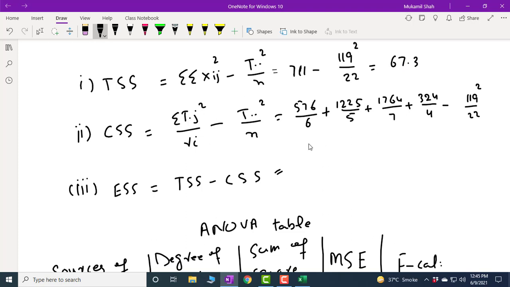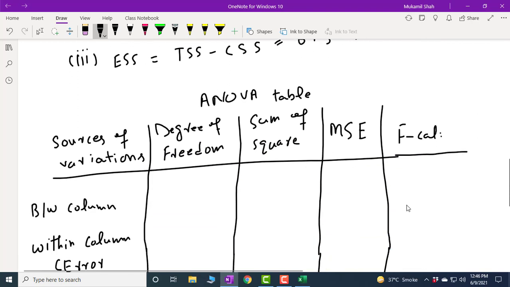If you calculate this, you get the total sum of square equal to 67.3. Similarly, if you calculate the column sum of square, it is equal to 30.32. However, you need the error sum of square. Error sum of square can be obtained by the difference between the total sum of square and the column sum of square. So this is equal to 67.3 minus 30.32, and the error sum of square is equal to 37 almost. Now you have to put these values in the Anova table.